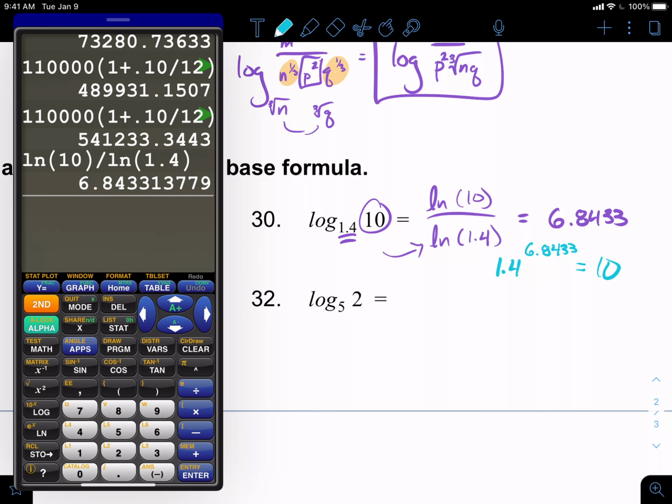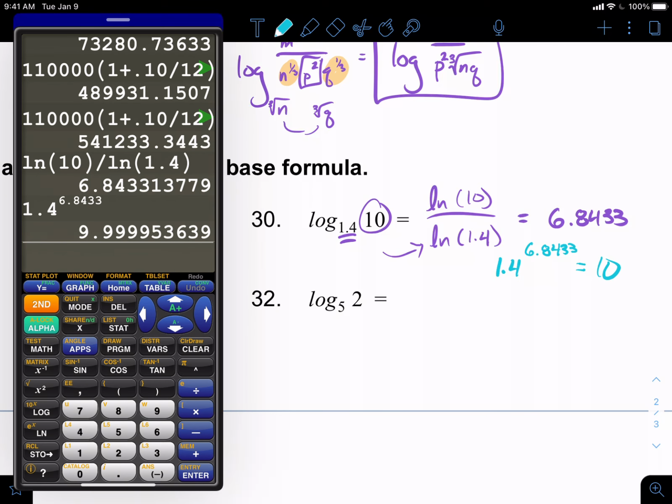Now, we did chop that exponent up a little bit, so we're going to get really close to 10, but we won't be exact. So checking our work, 1.4 raised to the 6.8433 power. Oh my gosh, 9.9999. We are so close to 10, it's not even funny. That means we did our work correctly. That's one way to check your answer.